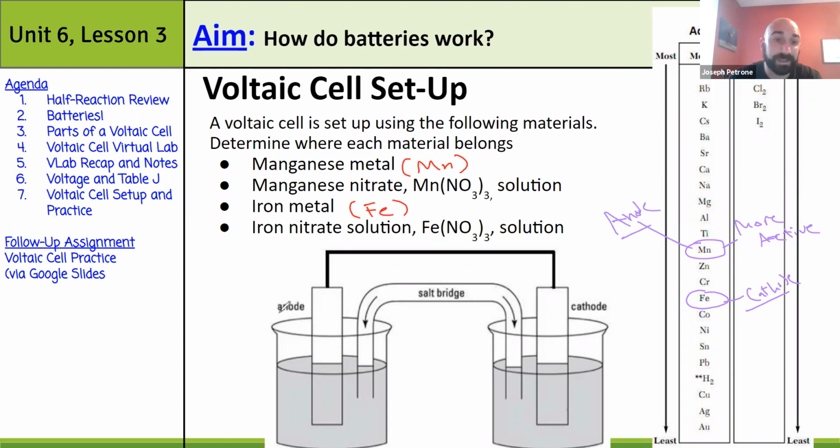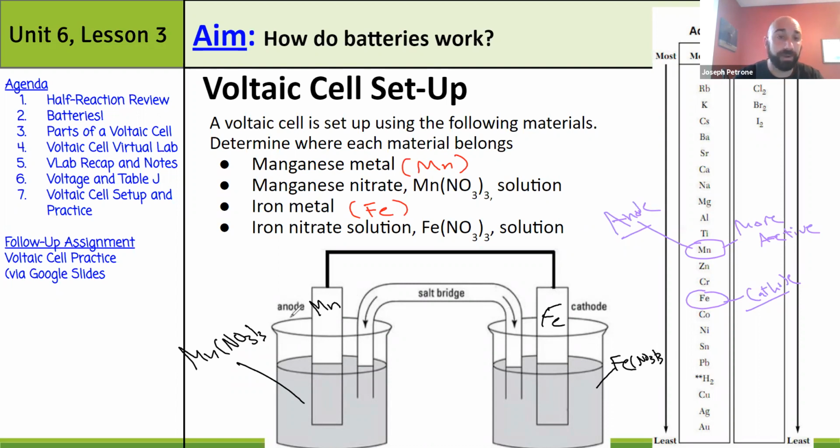So manganese is going to be the anode, that's Mn. And then you may recall that the solution must match the metal. So we have our manganese metal bar. This solution is going to be our manganese nitrate. And then our iron bar is the cathode with iron nitrate as our solution here. So that is how we would determine what metal goes where in this process.